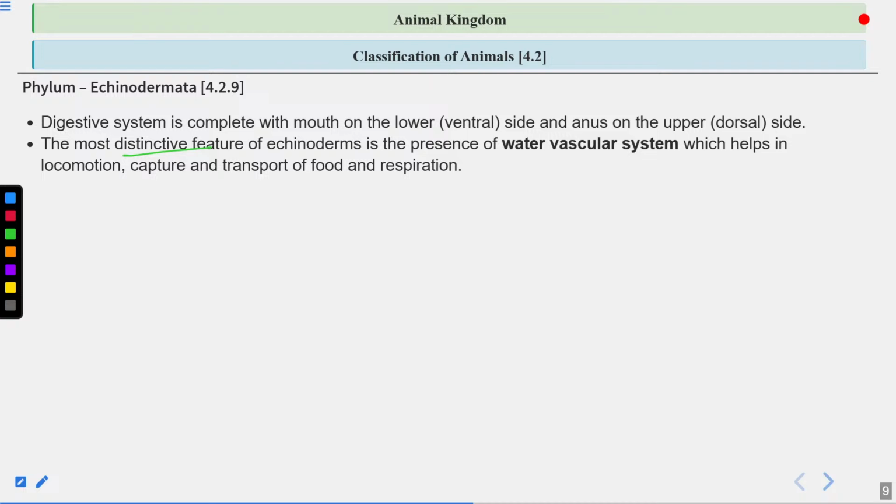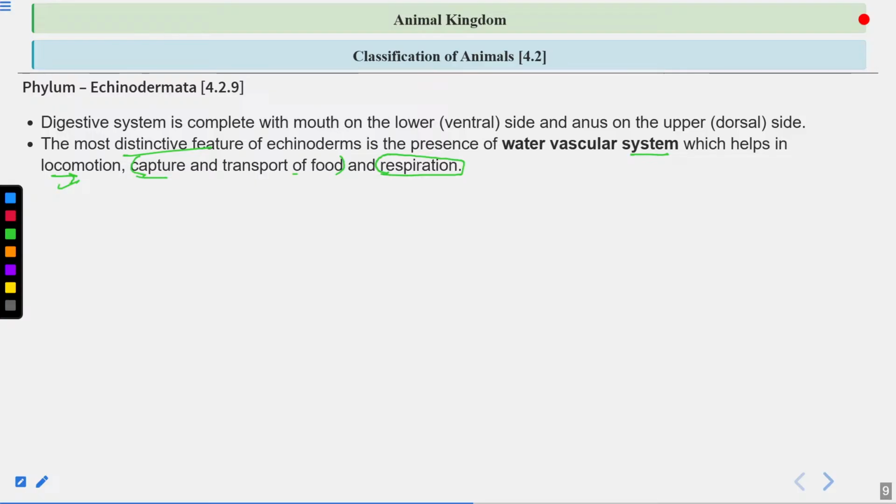This water vascular system helps in locomotion. It helps to capture and transport food, and it helps in respiration also. So you can see this water vascular system is doing a lot of functions. It is involved in locomotion and provides motility. It helps in the capture and transport of food, because when the water enters the body, food also enters along with it. It also helps in respiration, meaning exchange of gases.